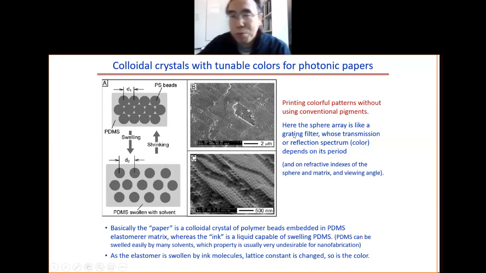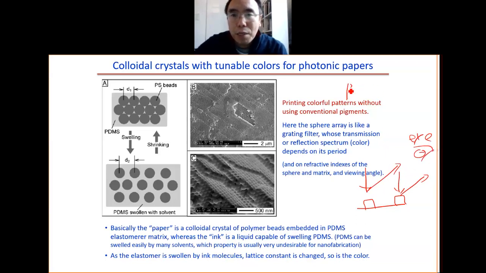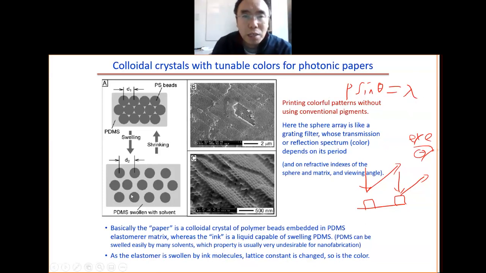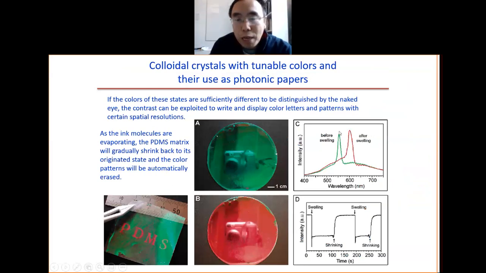So the color, as we have seen before, something like this. You have the one pattern here. We have seen the grating pattern here. The light comes in and comes to your eye. Your eye is here, so you can see the color here. The color is given by something like this. You can see the larger the pitch, the longer the wavelength. So that means the color will become longer wavelength, as you can see here. This one is the before swelling green color. After swelling, it got a longer wavelength. It becomes red color.